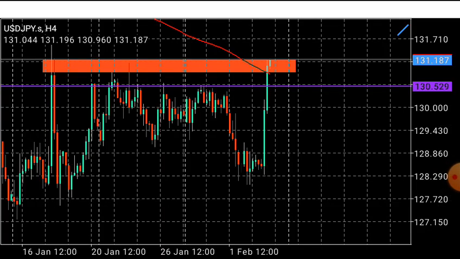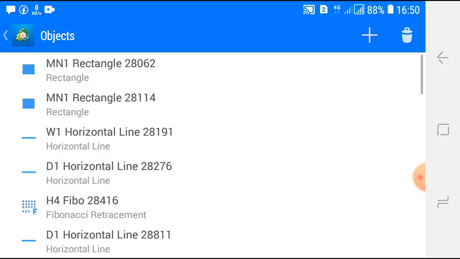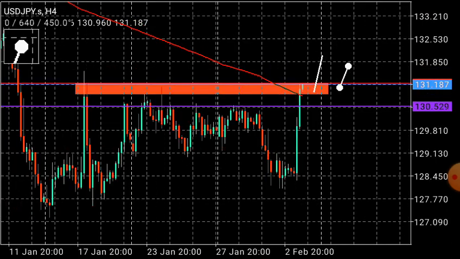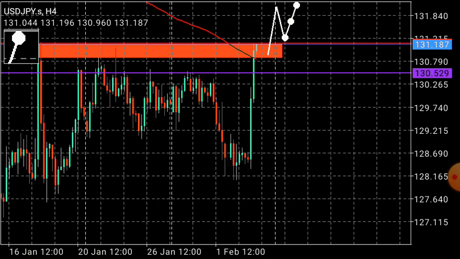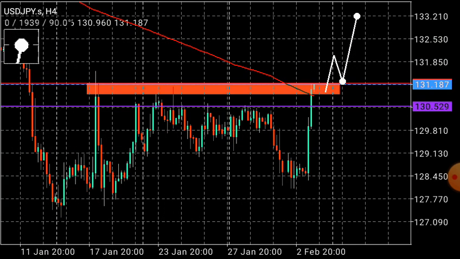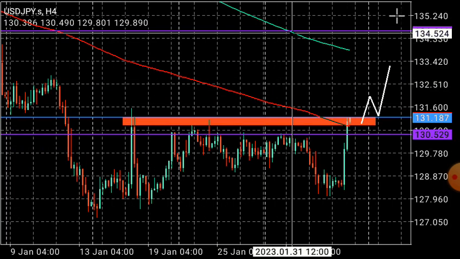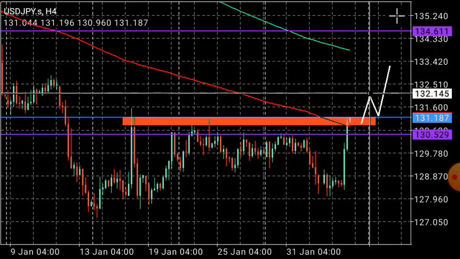So remember, when the USD rises, the other pairs like EURUSD and GBPUSD will go against it and sell. When the USDJPY is bullish, EURUSD is bearish, and GBPUSD is bearish. So this is what I'm anticipating. Our target is at 134.661. So I'm anticipating an impulse, a correction, and a continuation.